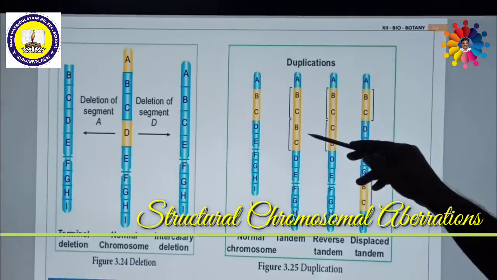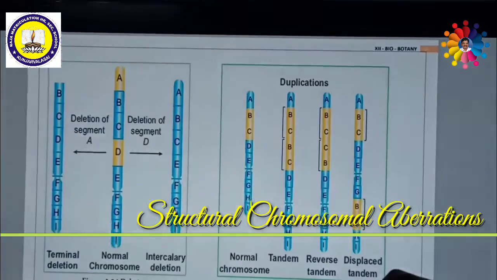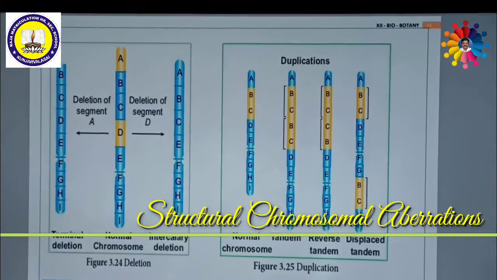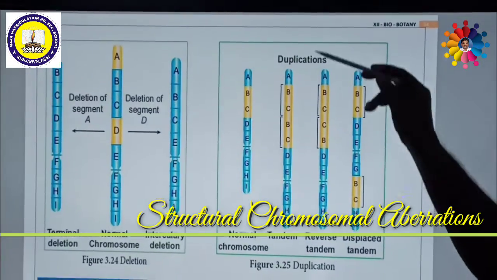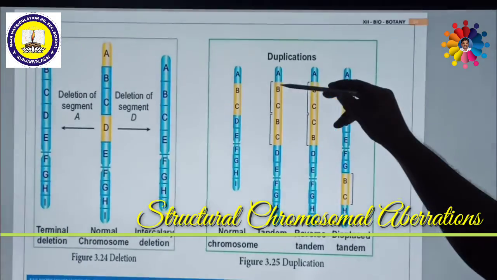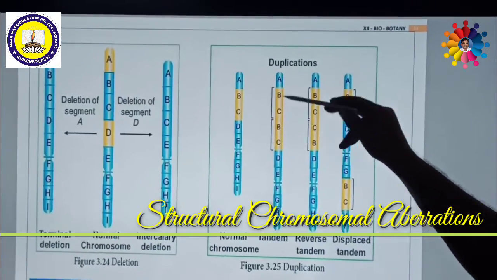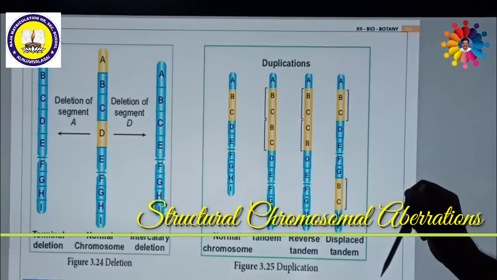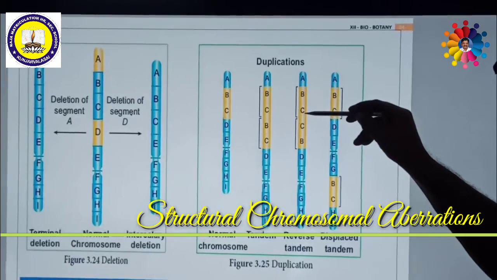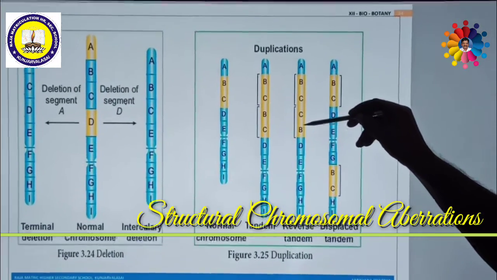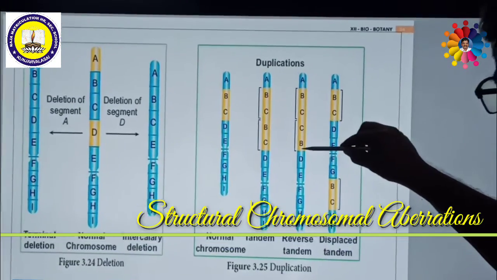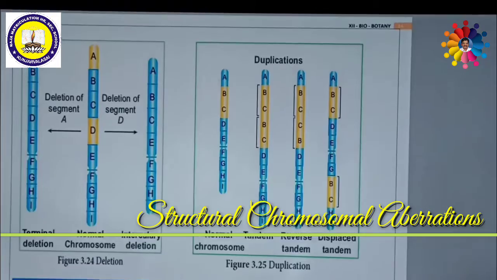This duplication is further divided into 3 different categories: normal tandem, reverse tandem, and displaced tandem. What are the differences? For example, B and C are the genes. If these are repeated again, this is called normal tandem. Reverse tandem means this is normal BC, and the duplicated genes will be reversed in position. That means BC, CB. So this is called reverse tandem.